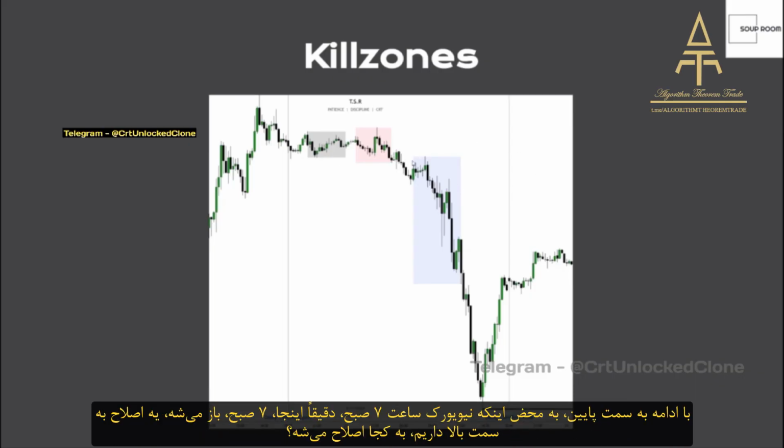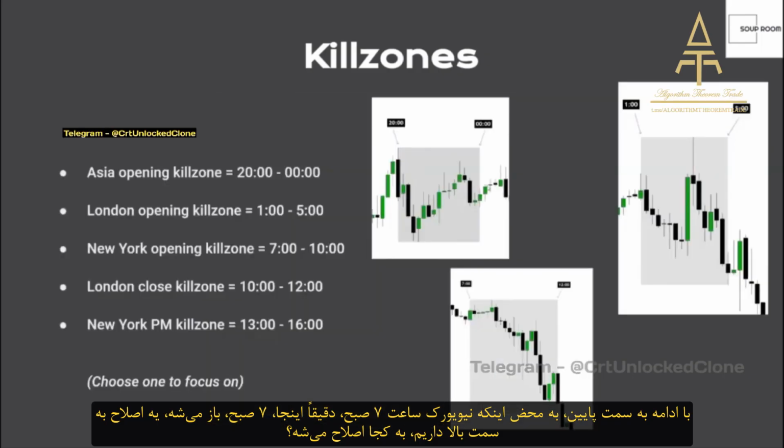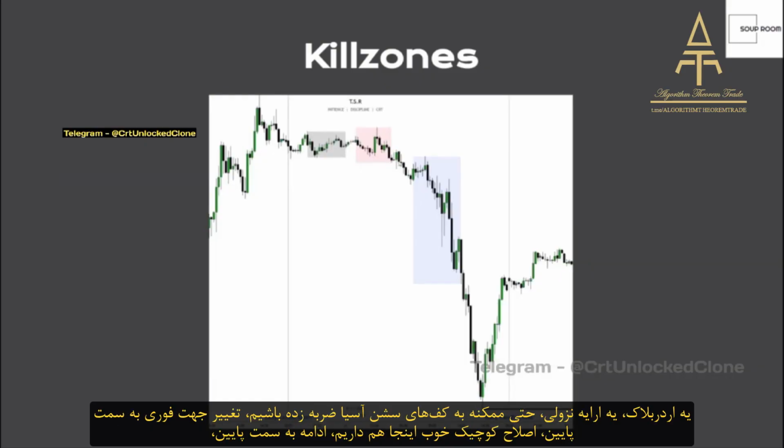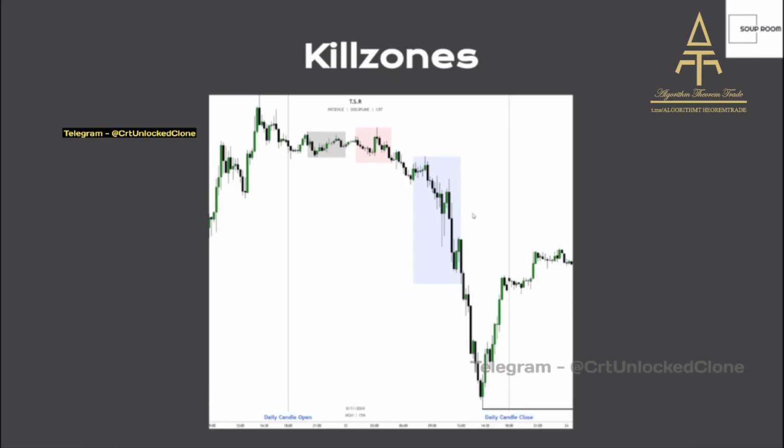As soon as New York opens at 7 a.m., right over here, 7 a.m., we get a retracement to the upside. Where do we retrace into? An order block, a bearish PD array. We may have even tapped into the Asia session lows. Immediate reversal to the downside, nice little retracement here as well, continuation to the downside.